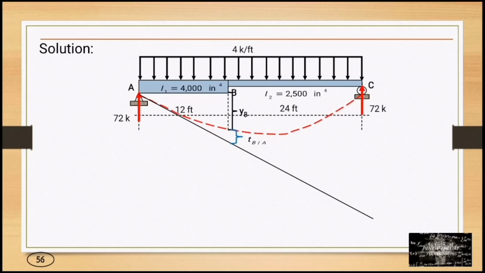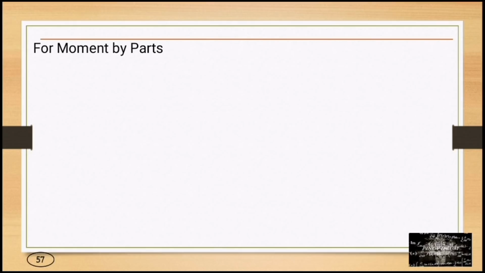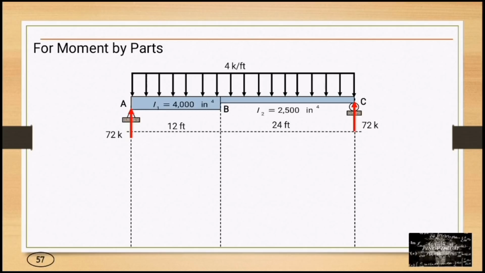Then the deviation of point B from the tangent line drawn at point A, or TBA. Then we have the deviation of point C from the tangent drawn at point A, or TCA. We have an angle theta at point A. For moment by parts, we can take the resultant moment at point B.